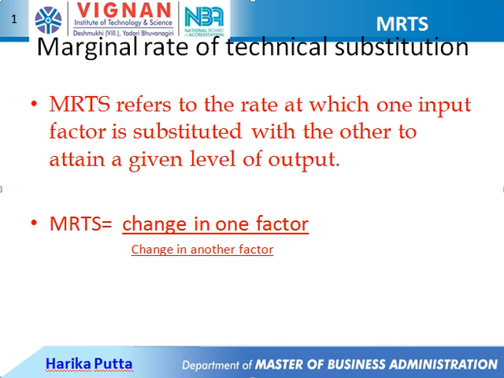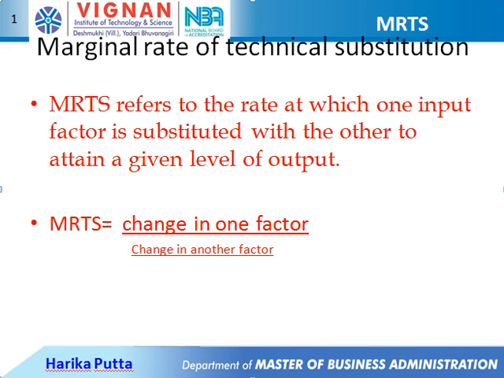Marginal rate of technical substitution. What is this MRTS? MRTS is the ratio between the change in one input and the other input. Like we have taken in the class the labor and capital input. So what is the ratio between the change in labor to the change in capital? That is the formula of MRTS: change in one factor divided by the change in another factor.